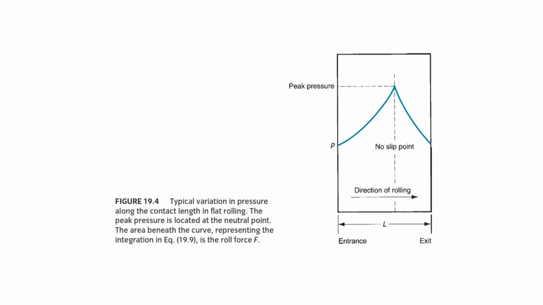So if we want to see the graph for the pressure in between the contact length, if you can see here, the pressure will start to increase until the no slip point, where the peak of the pressure is, and then it will start to decrease once it goes past the no slip point. So this all happens in the contact length area.